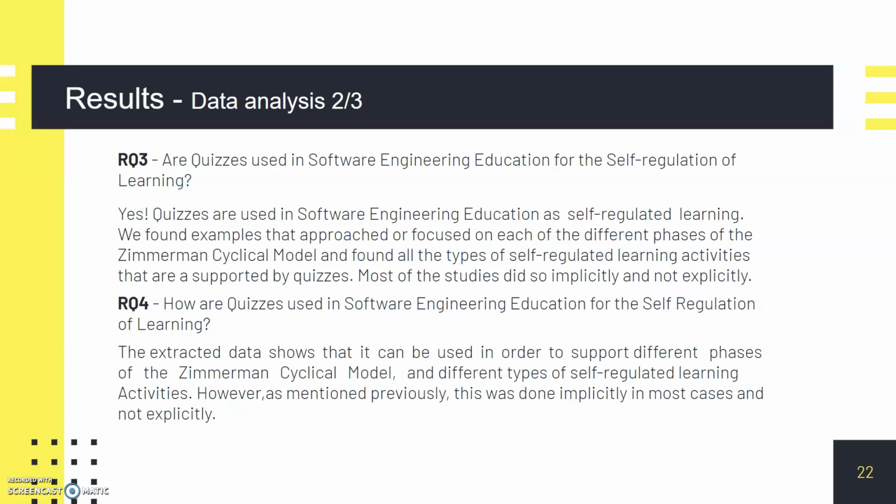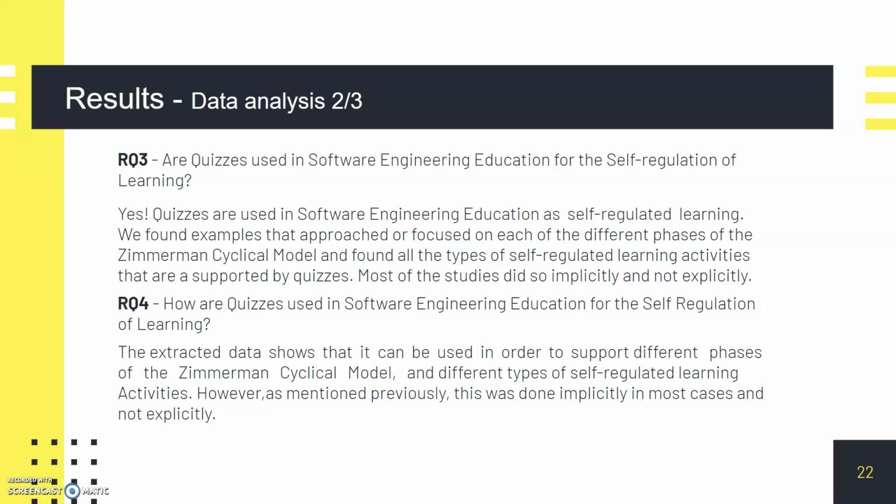However, most of the studies did so implicitly and not explicitly, meaning there was no particular concern to take into account the Zimmerman's cyclical model or the activities proposed by Nielsen. They were there, but they were not explicitly mentioned. So we assume there was no particular care when implementing this to emphasize those aspects and to get a better benefit from the implementation of quizzes by considering those aspects.